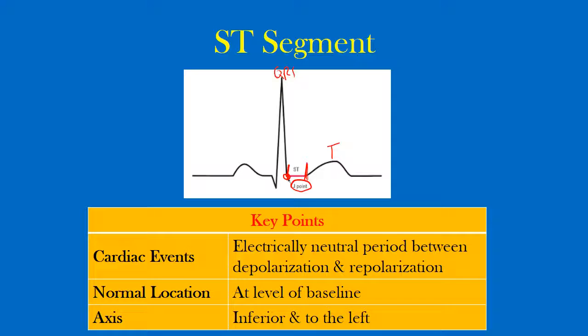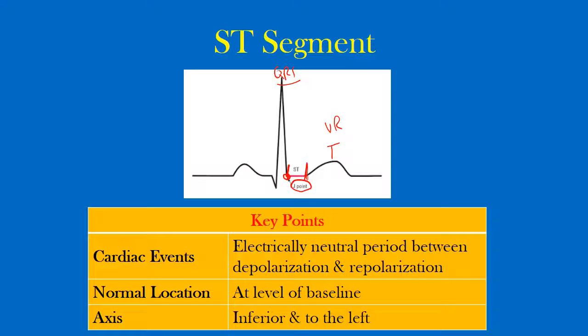The ST segment is considered an electrically neutral period between ventricular depolarization, our QRS complex, and ventricular repolarization, so this part here, our T wave. And this period represents the time that the myocardium is maintaining contraction in order to push the blood out of the ventricles to the rest of the body.